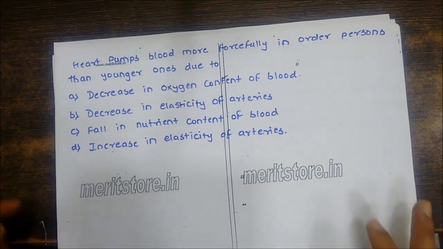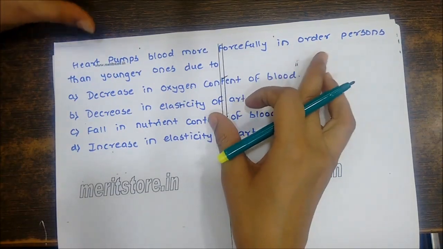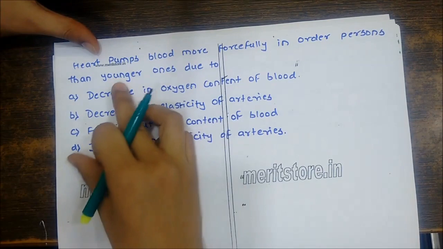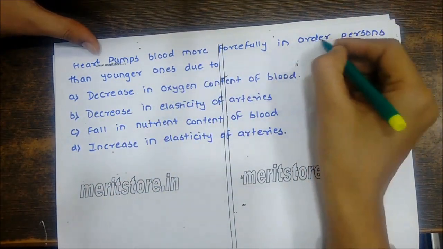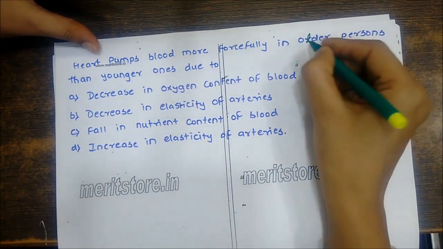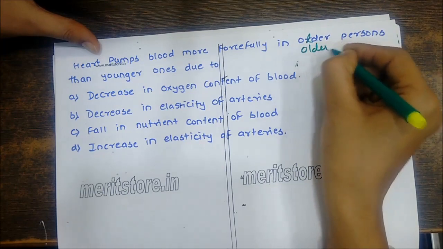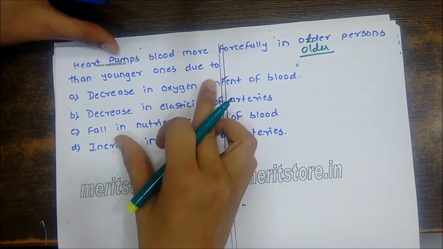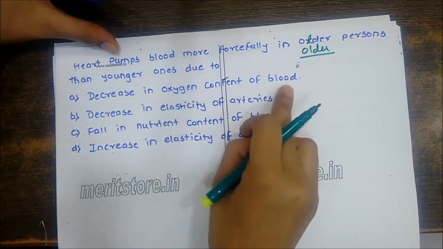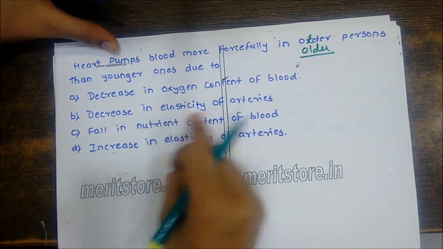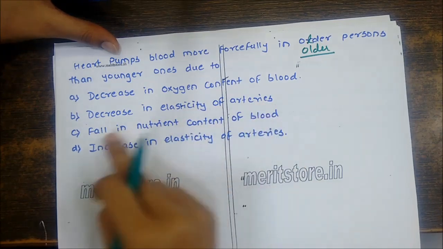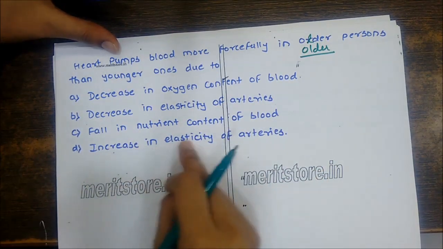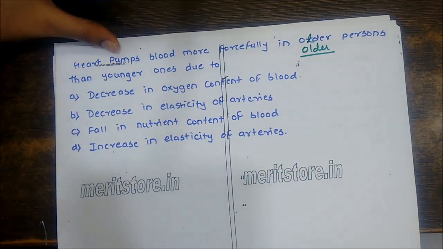Heart pumps blood more forcefully in elderly persons than young ones due to: A, decrease in oxygen content of blood, B, decrease in elasticity of arteries, C, fall in nutrients content of blood, and D is increase in elasticity of arteries.